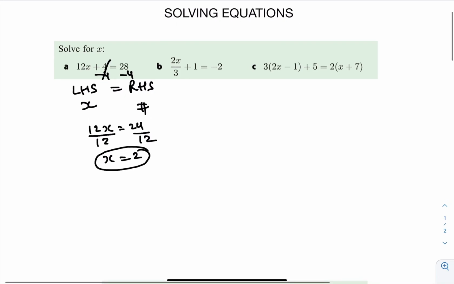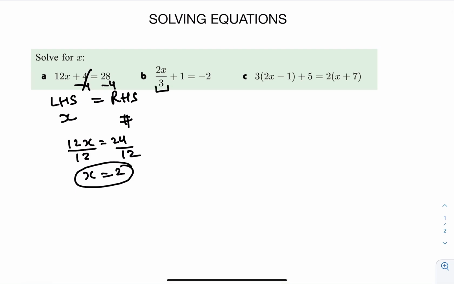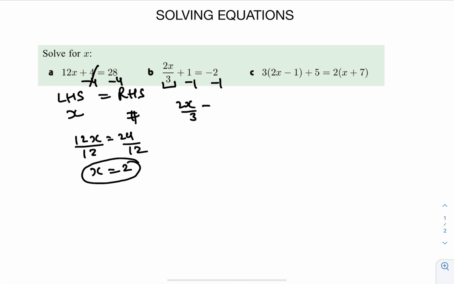The second question we can do is, because it has a fraction, 2x over 3 and then plus 1 is negative 2. Let's try to collect like terms here. So move this 1 to the right hand side, so you get 2x over 3 is equal to negative 3. Now this question you can do in two different ways. I'm going to show you both: cross multiplication, or you can make the denominator the same.